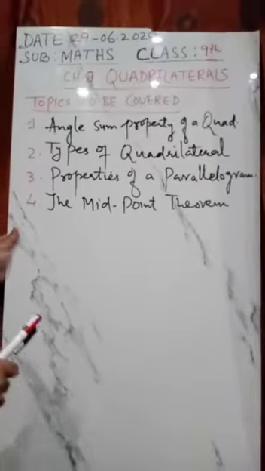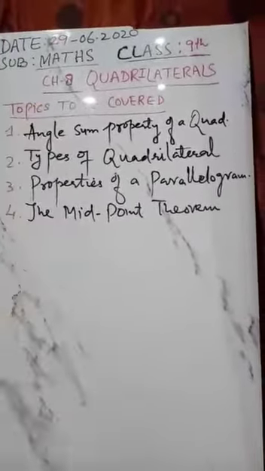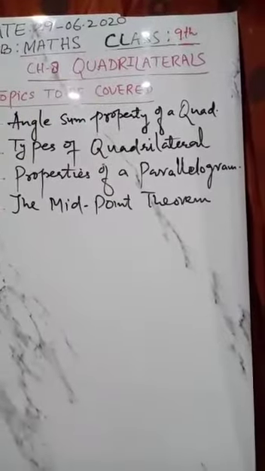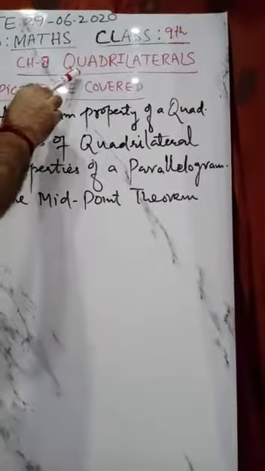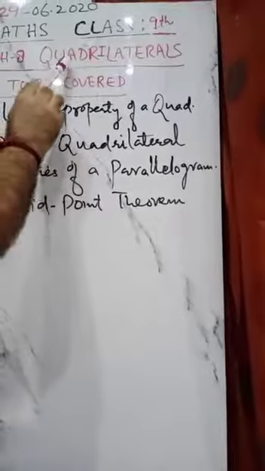Good morning, students. Today in this video we are going to start a new chapter, chapter number 8 of your textbook, quadrilaterals. The name quadrilaterals, quad stands for 4. Just like triangles, where we have three sides and three angles, that is a triangle. Now this is the topic quadrilaterals.